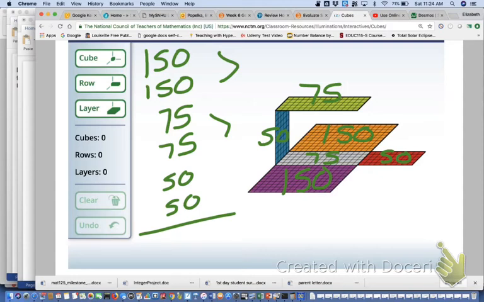If I add all that together, I get a total of 550. Again, I'm just going to say we're using inches. It doesn't really give us units here, so that would be 550 inches squared.